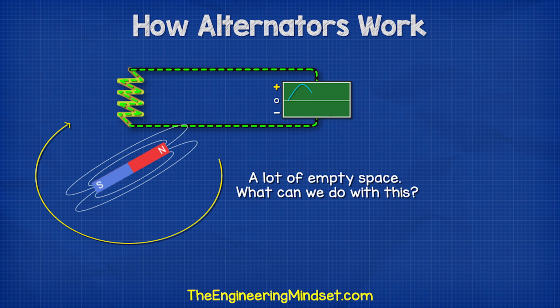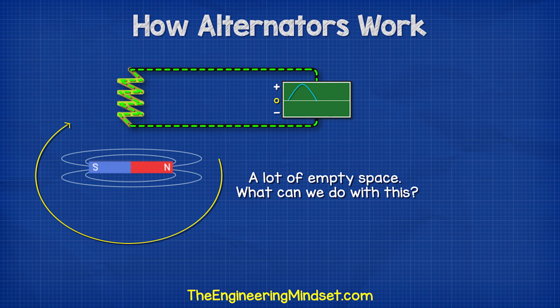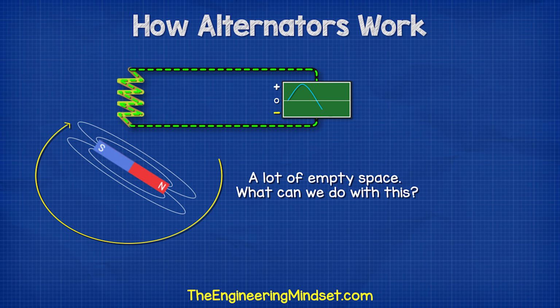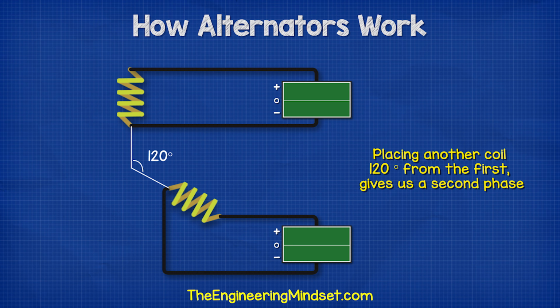But we have all this empty space between the coils, which seems a bit of a waste. So, what can we do with all this space? Well, we can add more coils to create more phases and provide even more power. If we place another coil 120 degrees rotation from the first phase, this will give us a second phase.